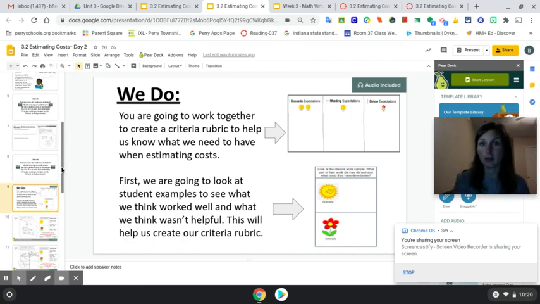When you go and look at your work, what are you going to find? What did the students do in their work? Is there something that they needed to add that you thought maybe would make it clearer?